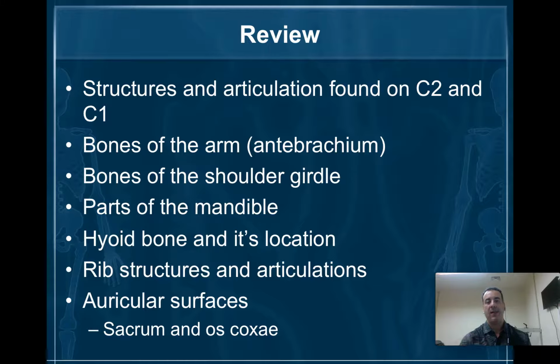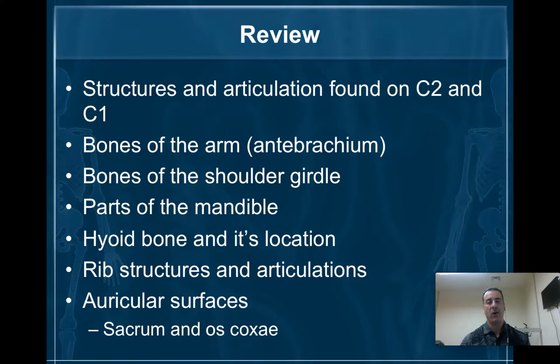So anyway, how they articulate together, structures and articulations found on C2 versus C1, and how they connect between the occiput and C1. The structures of C1 versus structures of C2: as you recall, C1 doesn't have a vertebral body. So be familiar with those structures found in the vertebrae, and how they differ from each other.